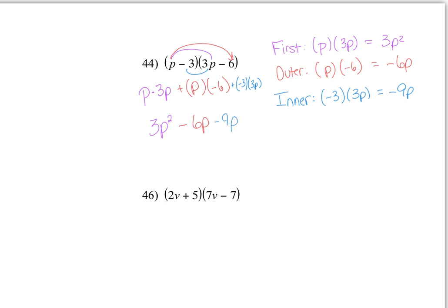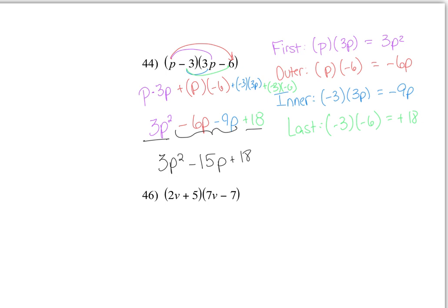And then our last terms, negative 3 times negative 6. Again, I need standard form, and we need to combine any like terms, right? And so as I finish this problem, I want to make sure that I'm keeping it in standard form. It will typically FOIL that way for the ones that I've given you. But again, if it's not, we want to write it in standard form. We want to combine our like terms. Negative 6p and negative 9p are negative 15.